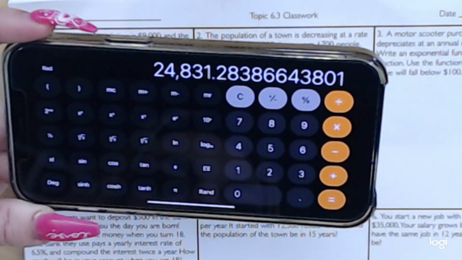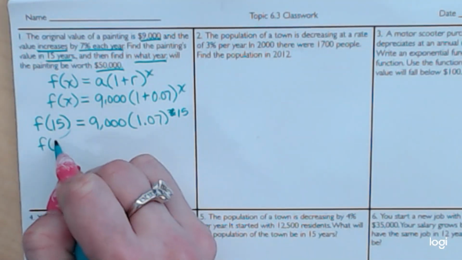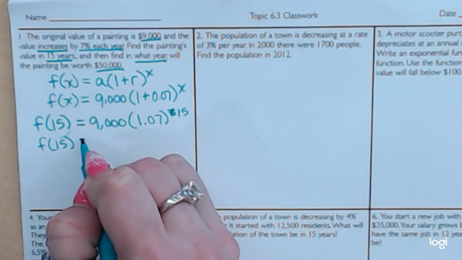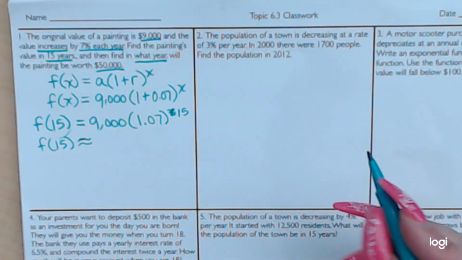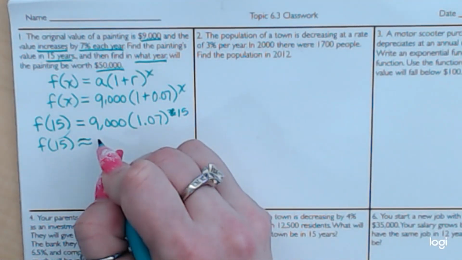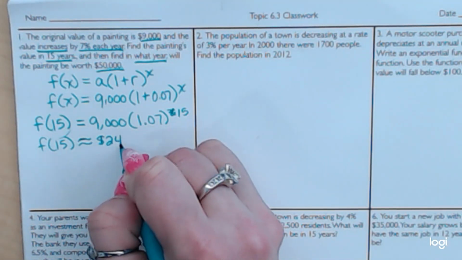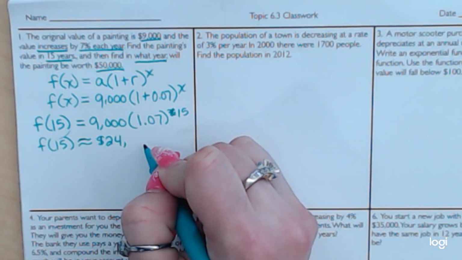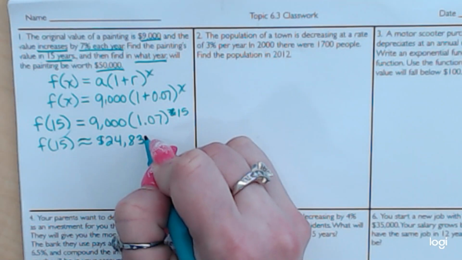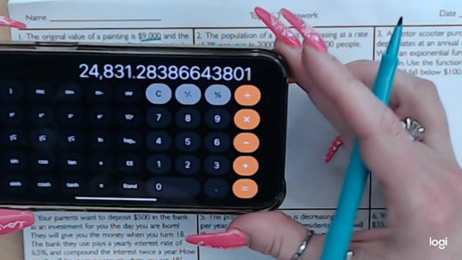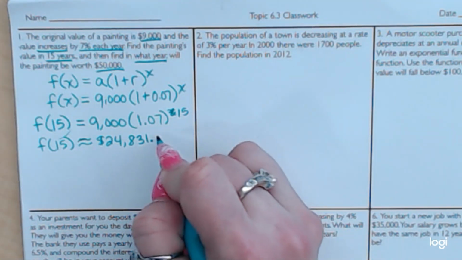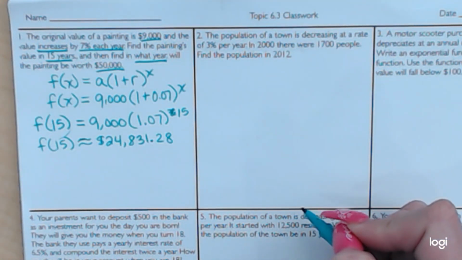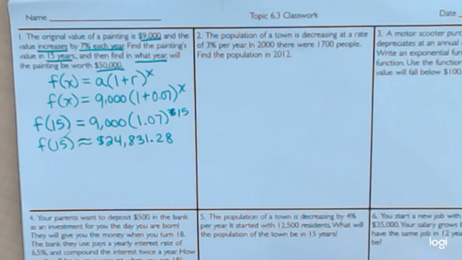So it's going to be f of 15, and we're going to round it, so we're going to use this approximation equal sign, is going to be about 24,831, and this rounds to 28 cents, so I'm going to leave it at 28 cents. So that's the first thing we needed to do.